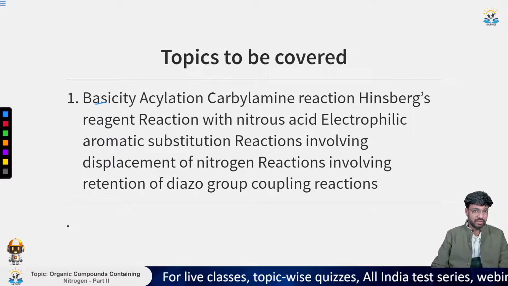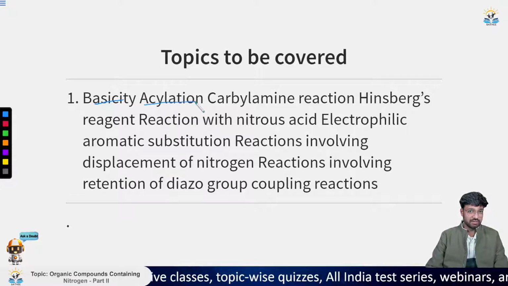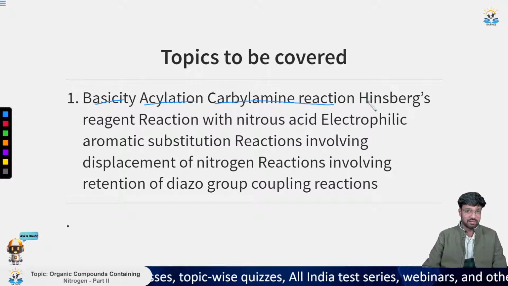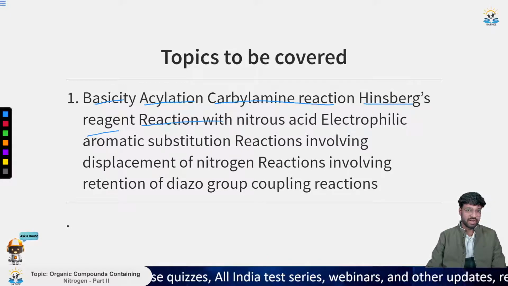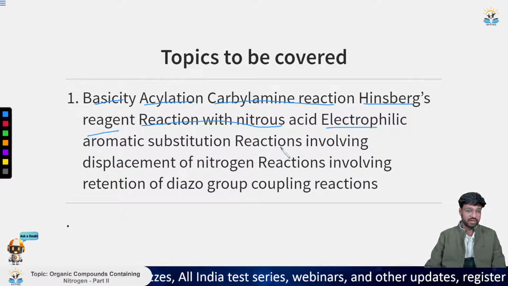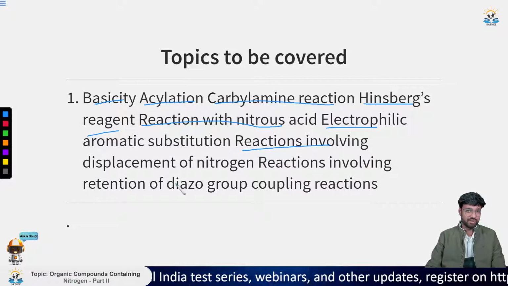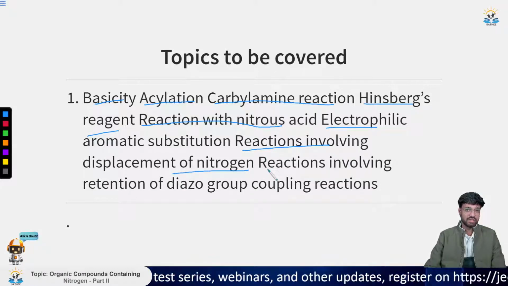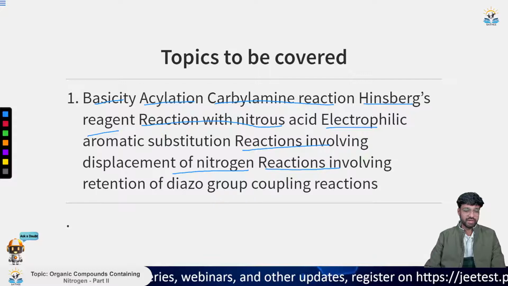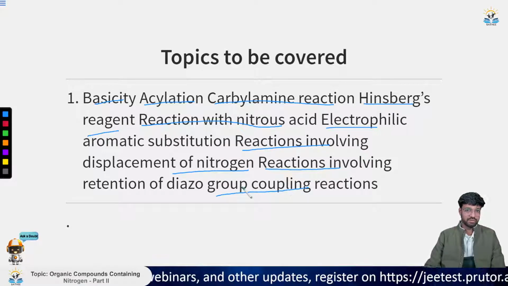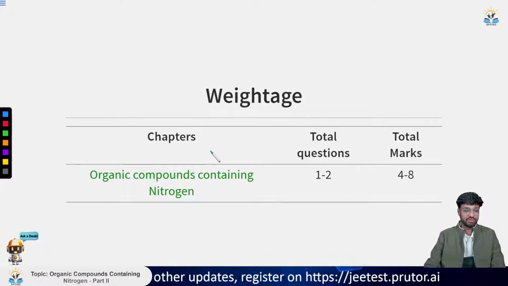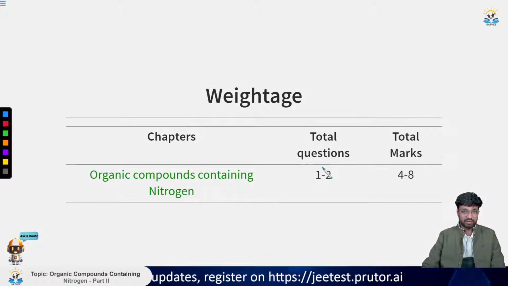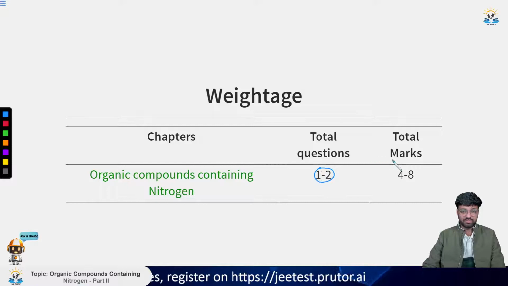First will be basicity, then acylation, then carbylamine reaction, Hinsberg reagent. Then we will see some reactions with nitrous acid, electrophilic aromatic substitution, reactions involving displacement of nitrogen, then reactions involving retention of diazo group, coupling reaction. So these are the topics that we will be seeing today. If you see the overall weightage, an average of 1 to 2 questions come from this chapter, which is 4 to 8 marks.